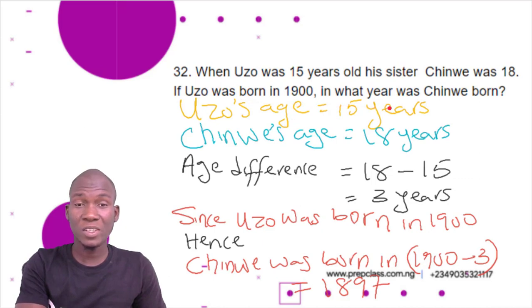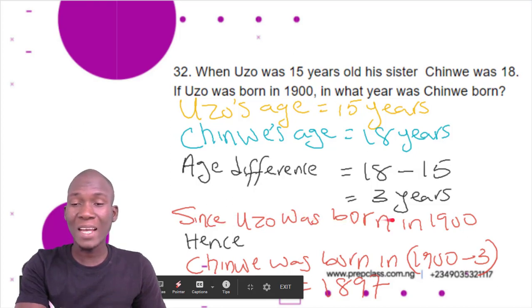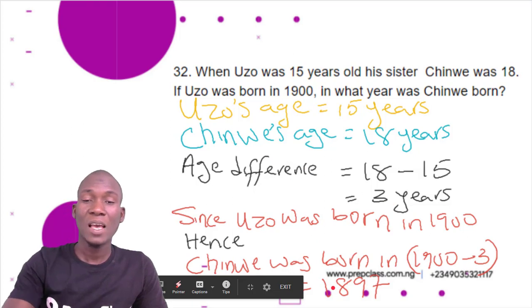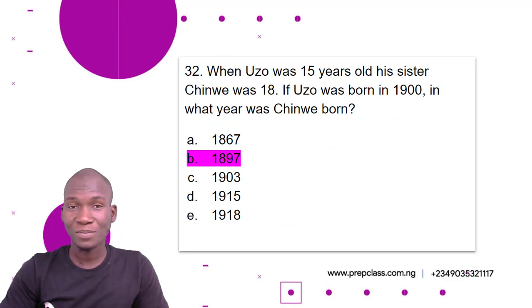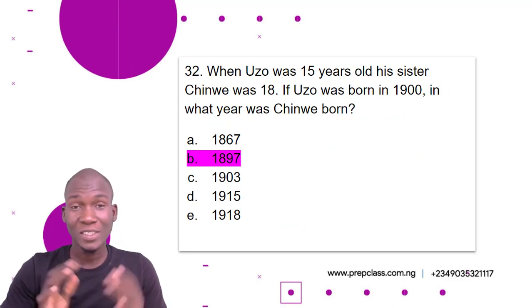Uzo's age is 15 years. Chinwe's age is 18 years. So the age difference here is 18 minus 15, which is 3 years. So since Chinwe is older than Uzo, it means Chinwe was born 3 years before Uzo. Therefore, since Uzo was born in 1900, Chinwe was born in 1900 minus 3. That is 3 years before Uzo was born. So that is 1897. And the correct option is option B, 1897. So now guys, we are going to move to the next question.